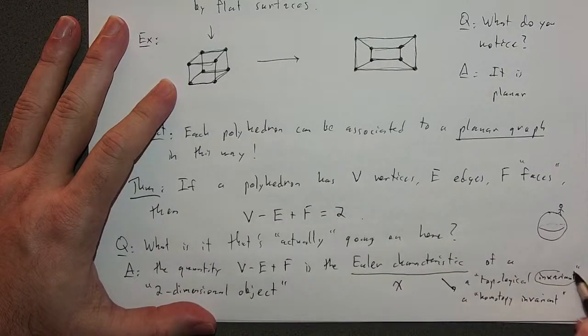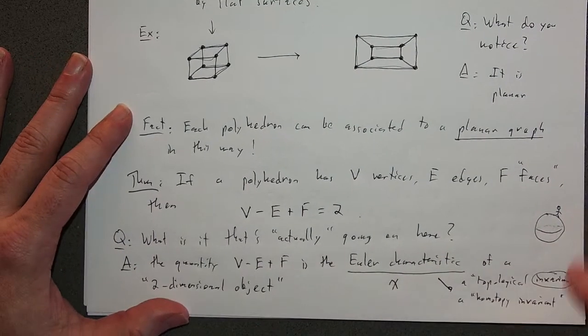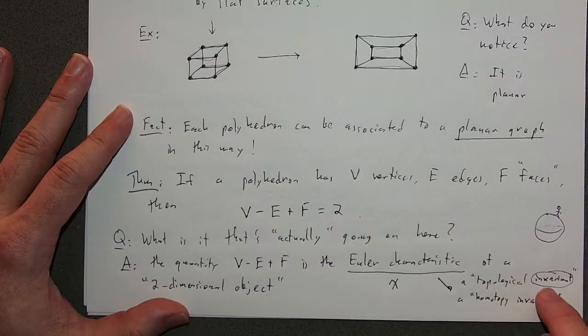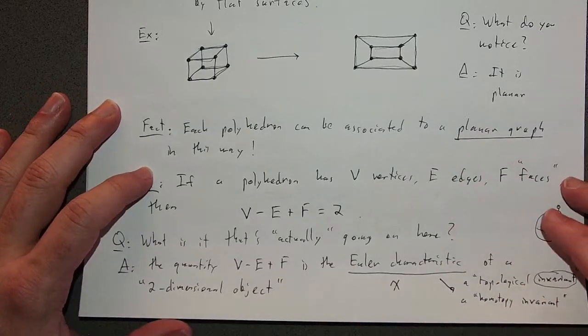So invariant, of course, means it doesn't change with respect to something. Being a homotopy invariant means it does not change with respect to homotopy equivalence, which is an equivalence relation that can exist between topological spaces. It's a topological invariant for the same reason. Well, what does this have to do with anything? So the actual truth.